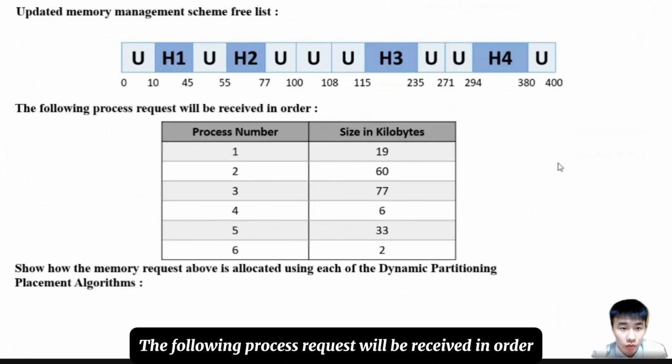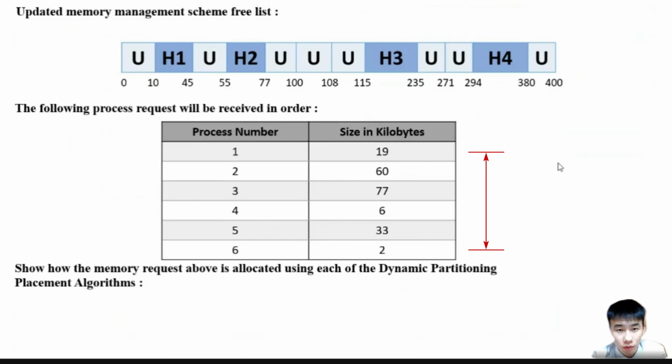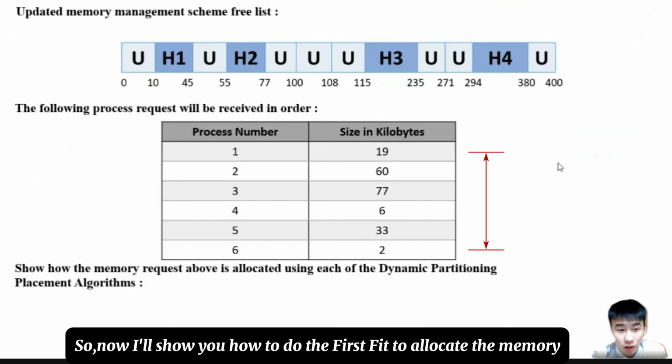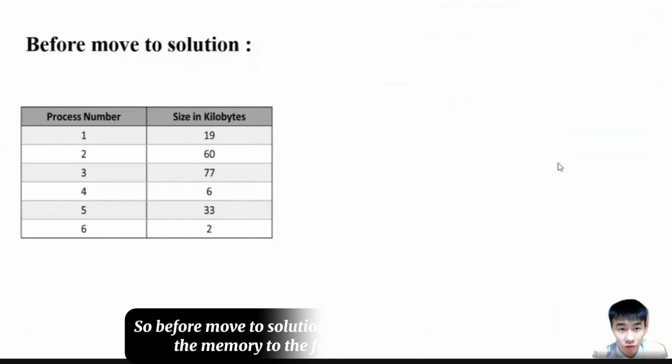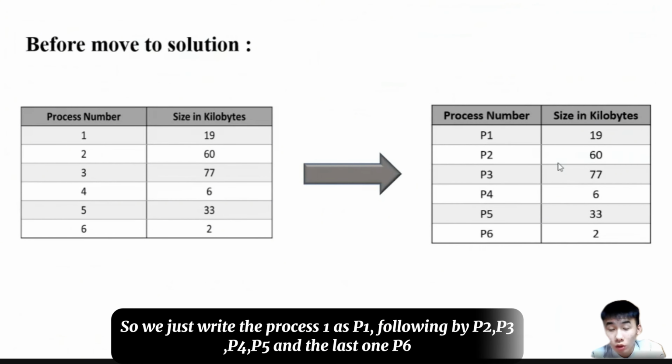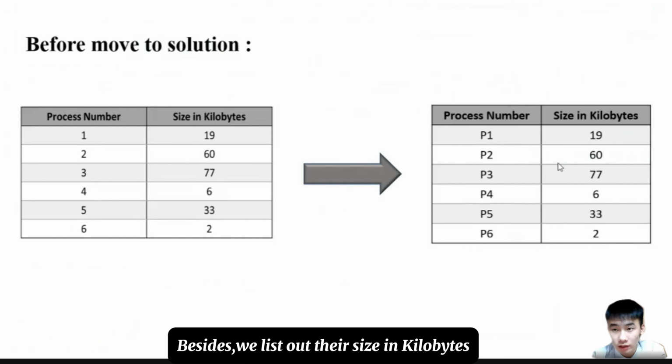The following process requests will be received in order, from process number 1 to 6, and they each have a size in kilobytes. Now I will show you how to use first fit to allocate the memory. Before moving to the solution, we need to allocate the memory to the following processes. So we write the processes as P1, P2, P3, P4, P5, and the last one P6. Besides, we list out their size in kilobytes.